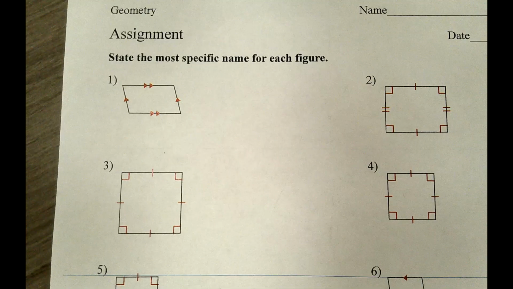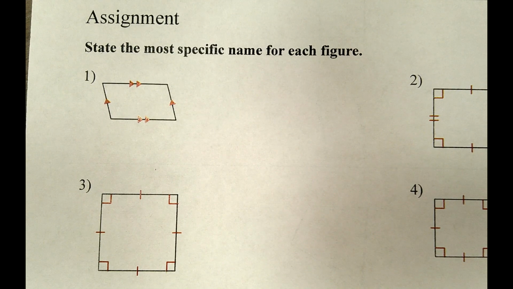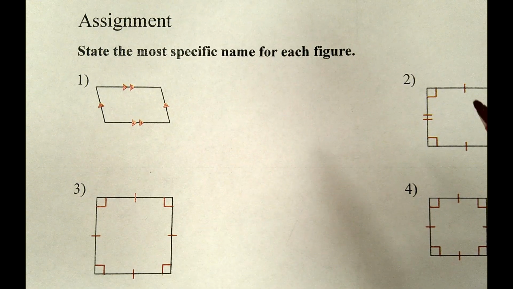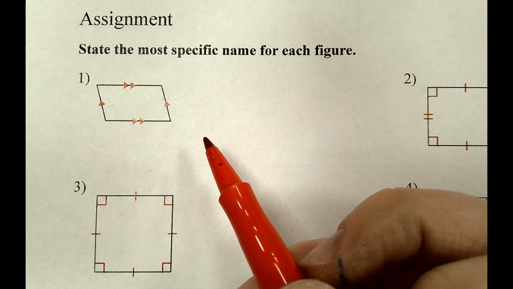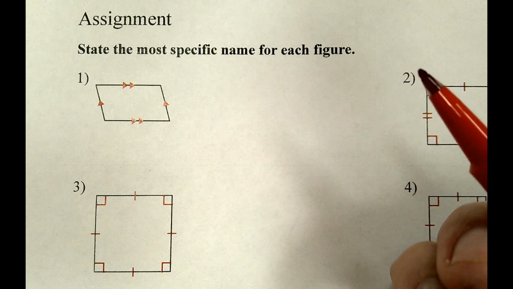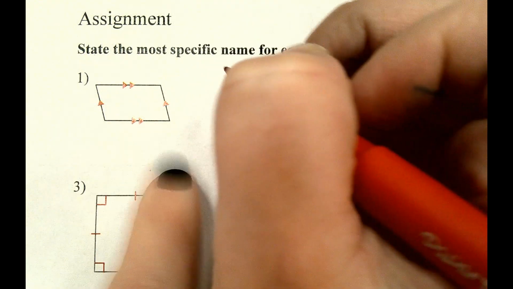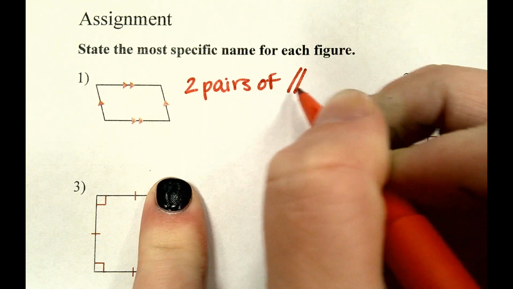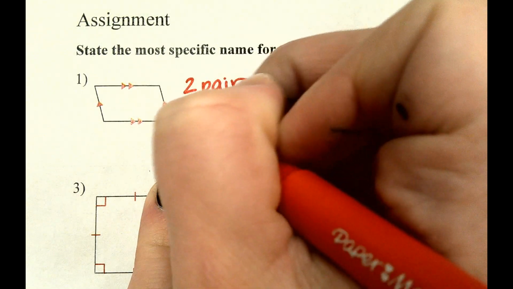So for number 1, what we're going to do is we can kind of look and see what do they specify. So for example, I see because of these arrows. What does this picture tell me about this shape? What do these arrows mean? What'd you say? It's a parallelogram. How do you know that it's a parallelogram? Two pairs of parallel sides. Yes, exactly. So, this means parallel, two pairs of parallel sides. So, this would be a parallelogram.